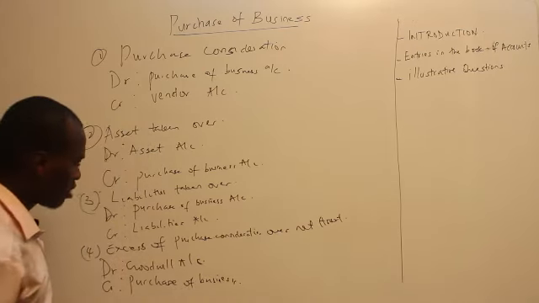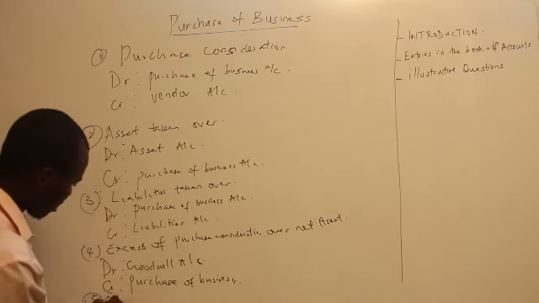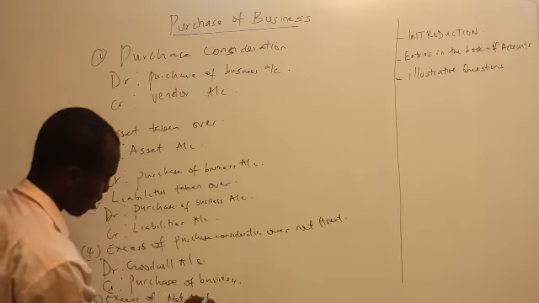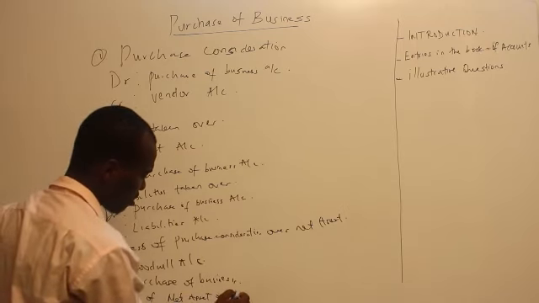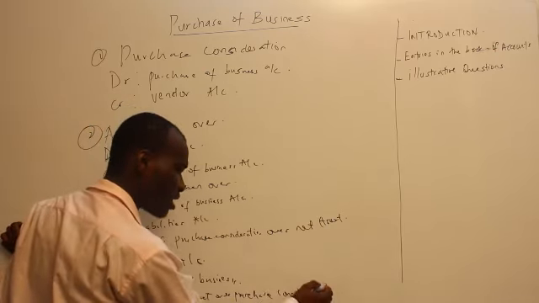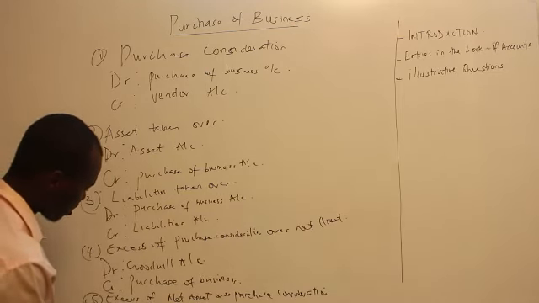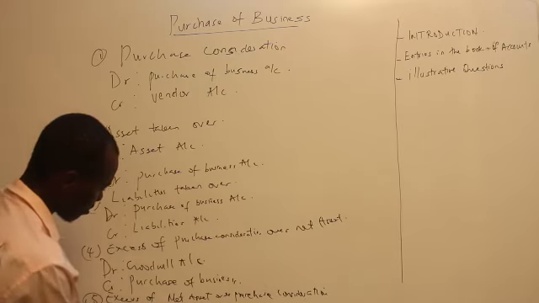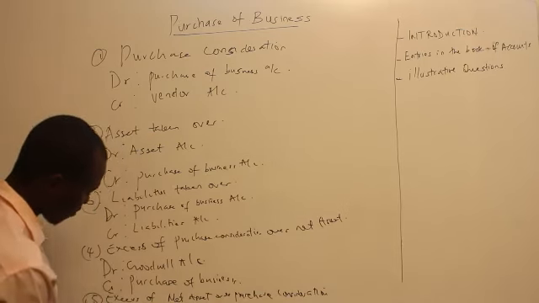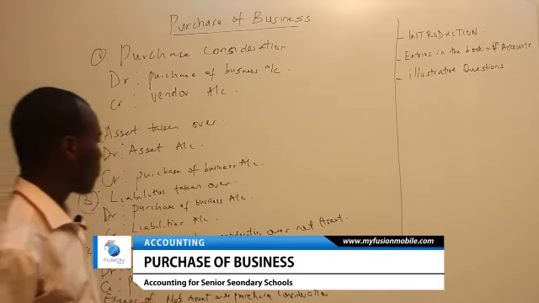We can also have an excess of net assets over purchase consideration. That is the aspect in which the purchaser has some capital gain. So the double entry is for us to debit purchase of business account and credit capital reserve. So that becomes a capital reserve.